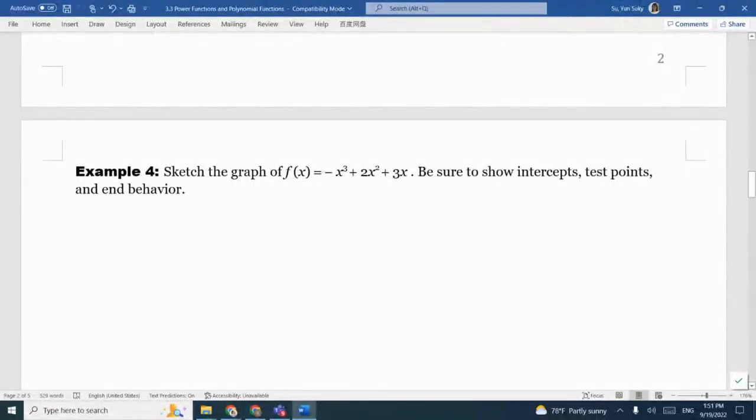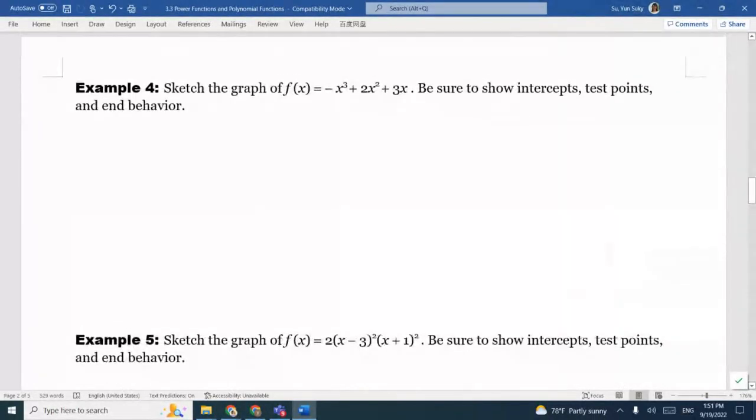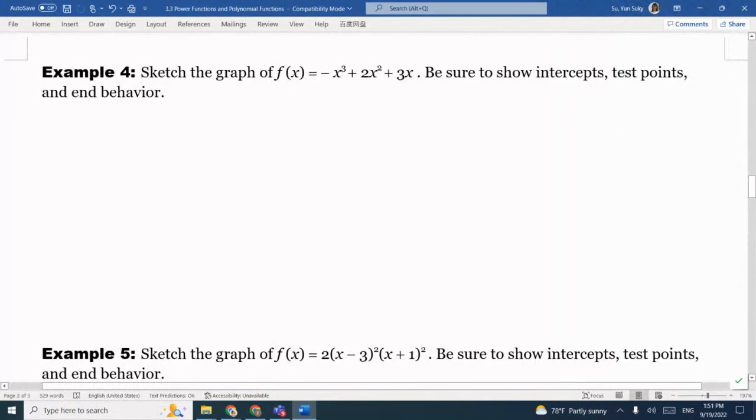Now let's do one example. Sketch the graph of the following. Be sure to show intercepts, test points, and end behavior.